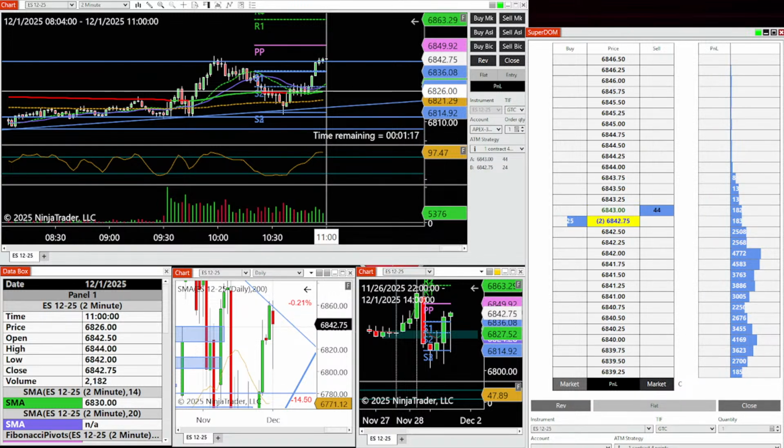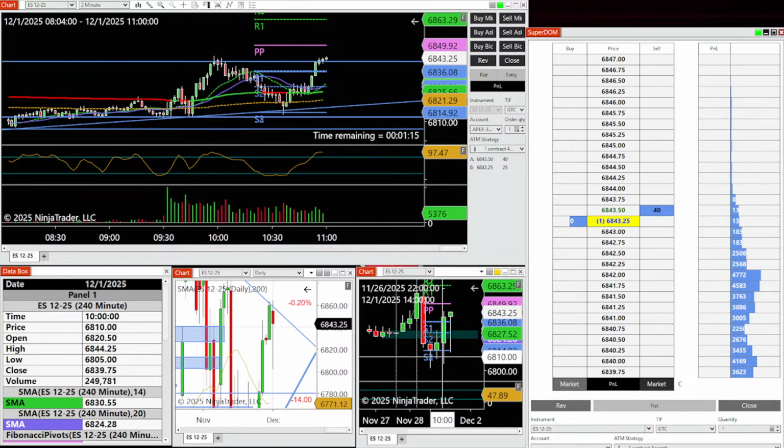We hit 44, haven't hit 44 and a quarter. Looks like we're about to hit it. Is it gonna roll over first, or is it gonna touch it?